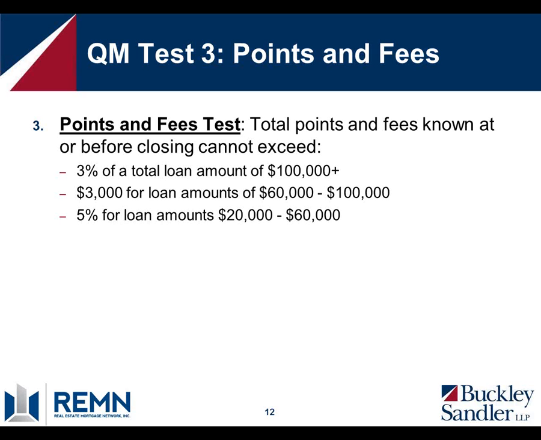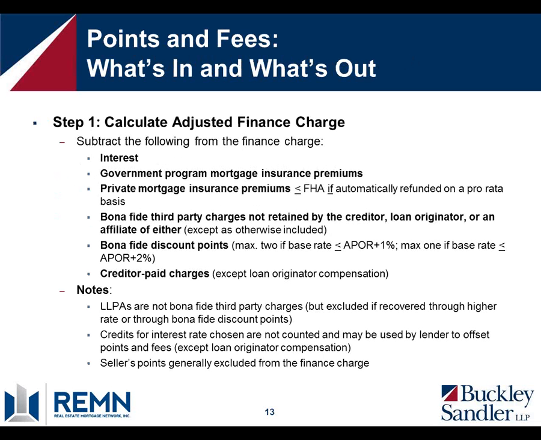The one you'll most commonly encounter is 3% of the total loan amount for loans of $100,000 or more. There are slightly different thresholds as you go down the scale: $3,000 for loan amounts between $100,000 and $60,000, 5% for loan amounts of $20,000 to $60,000, and it goes on down from there. But we didn't put them all up here on the slide. Okay, so how do you calculate points and fees? What's in, what's out? So we'll walk through it in a couple of steps here.